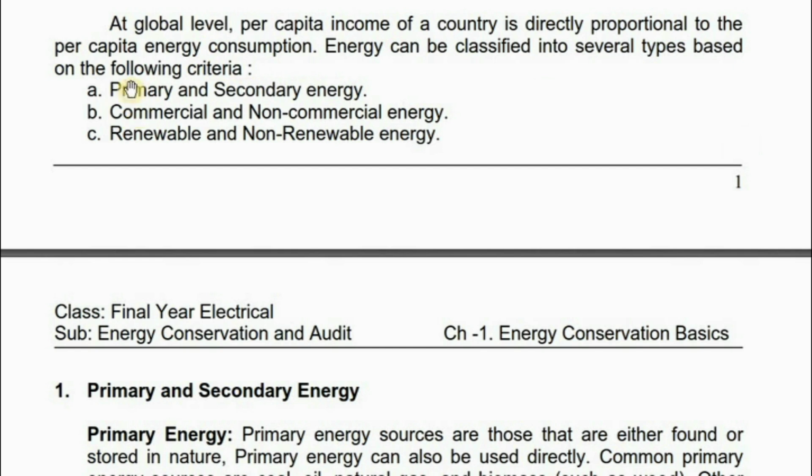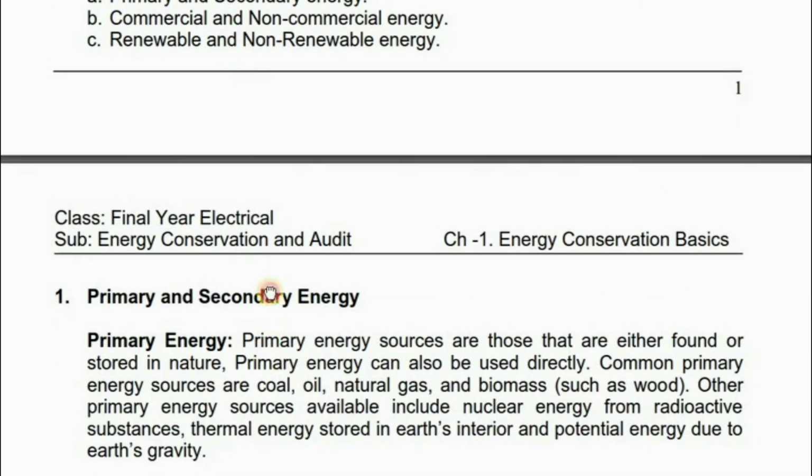Further, it has been said that at the global level, the per capita income of a country is directly proportional to the per capita energy consumption. Okay, so that is one thing. So energy, whatever we are learning here, can be classified into several types based on the following criteria. Now, what are the different classifications of energy? We can say the classification of energy can be done as primary and secondary energy, commercial and non-commercial energy, and renewable and non-renewable energy. Now let us learn how this classification is done.